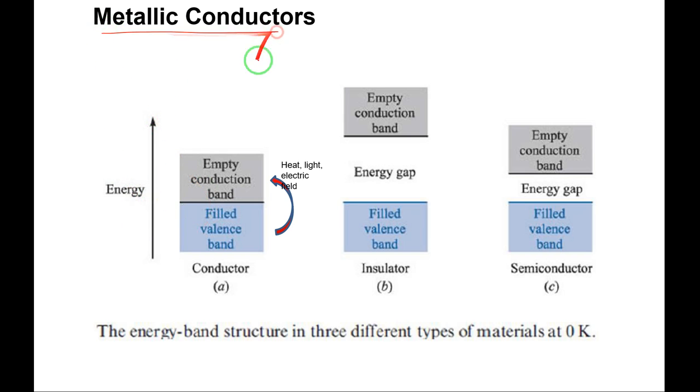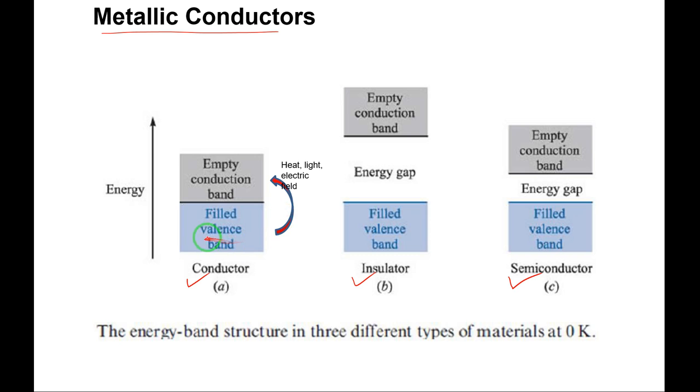Before studying the metallic conductors, we have to differentiate between conductor, insulator, and semiconductor. This is the energy band diagram of the conductor, insulator, and semiconductor. The two bands are highlighted here, the valence band and the conduction band, right? You can observe that in conductors, the valence band and conduction band are almost overlapping. If a small amount of energy is provided to the electrons in the valence band in the form of heat or light or electric field, they will jump to the conduction band, and those we call free electrons. Those are responsible for conduction in metallic conductors, right?